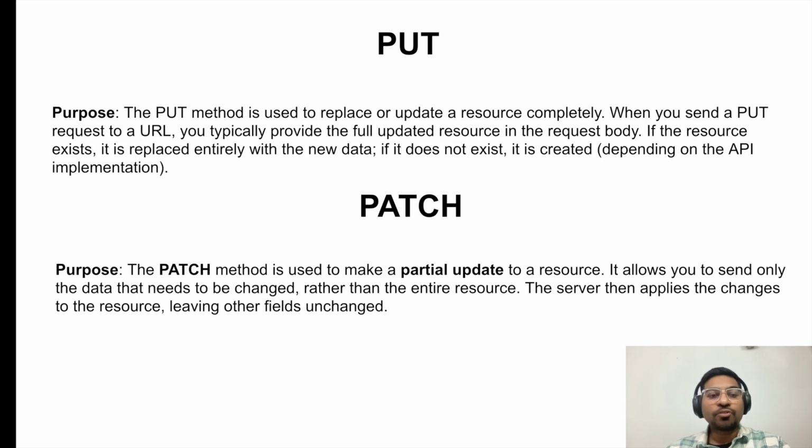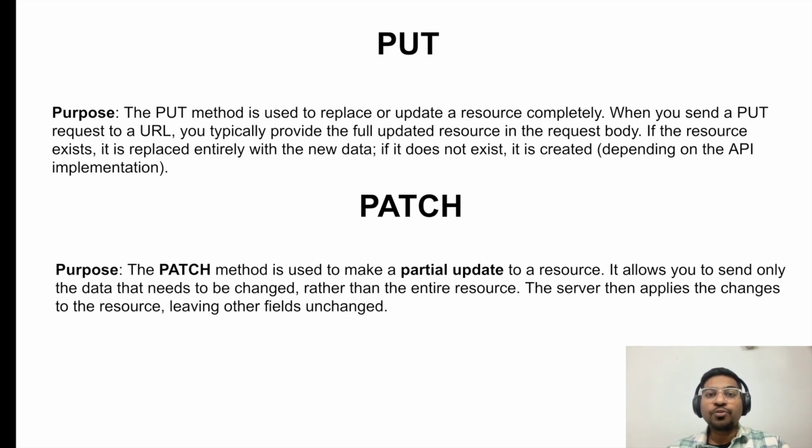Let's talk about the PATCH calls. The purpose of the PATCH method is to make a partial update to a resource. It allows you to send only the data that needs to be changed rather than the entire resource. The server then applies the changes to the resource, leaving other fields unchanged. So PATCH is used to update partial data only, and other fields will remain unchanged.